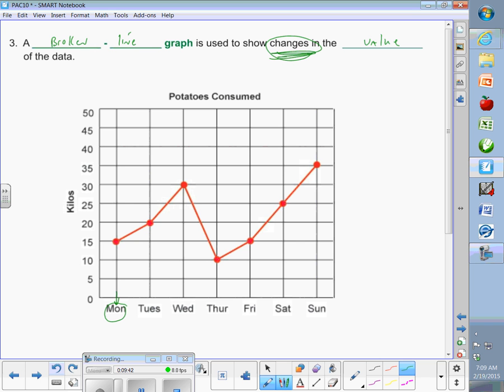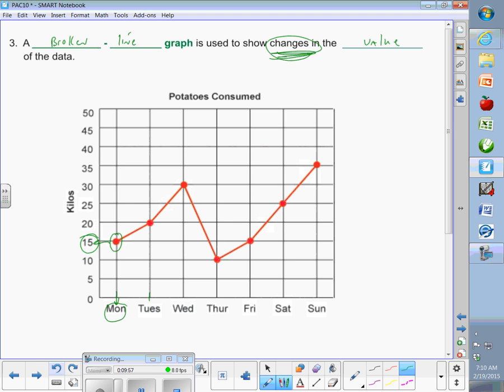That's what you want. The line is Monday, and that dot is Monday. So how many potatoes were consumed on Monday? 15 kilos. 15 kilos of potatoes consumed on Monday.